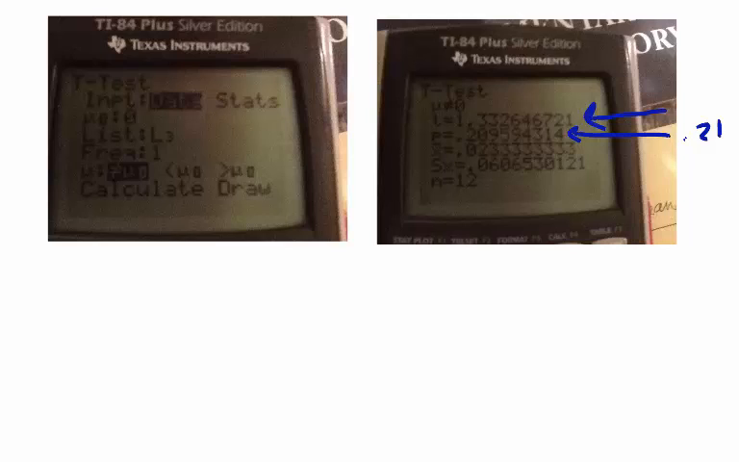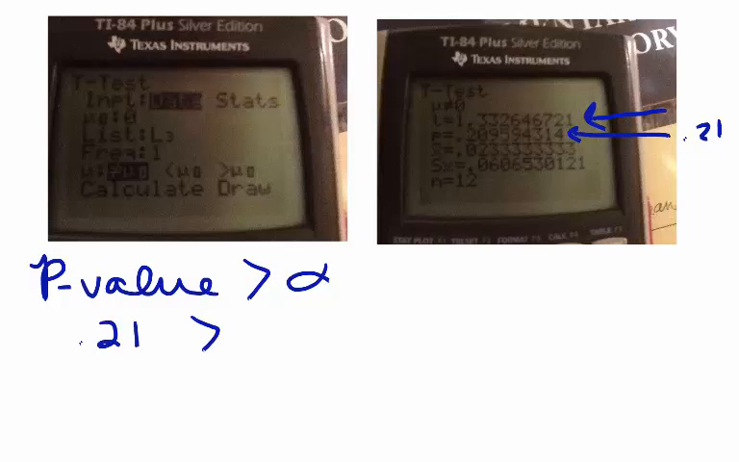And because our p-value is greater than our alpha, our p-value being 0.21, and if you recall, our alpha, or significance level, is 0.05, because the p-value is greater than alpha, we must fail to reject the null hypothesis.